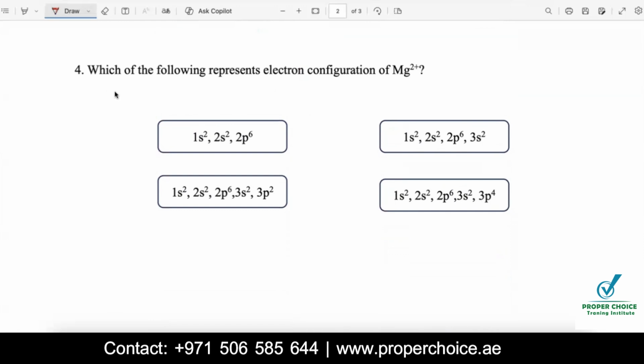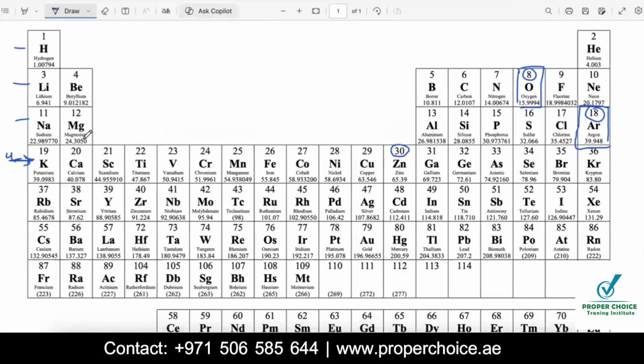Question number 4 says, which of the following represents the electron configuration of Mg2+? They are not asking us for the electron configuration of magnesium. They are asking about the electron configuration of the magnesium ion. So what does this magnesium ion represent? Whenever we write just a normal magnesium, Mg, how many electrons and how many protons does this representation have? Look at the periodic table.